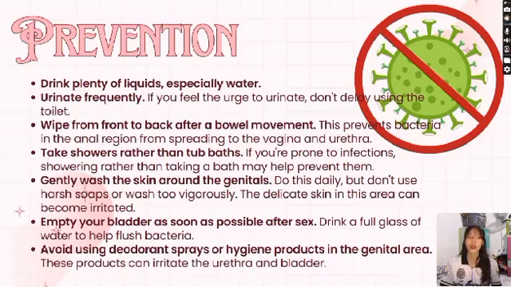Empty your bladder as soon as possible after sex. Drink a full glass of water to help flush bacteria. And lastly, avoid using deodorant sprays or hygiene products in the genital area, because these products can irritate the urethra and bladder.